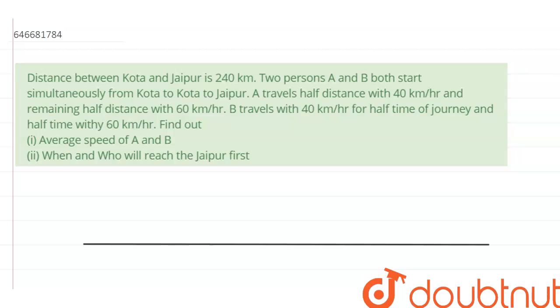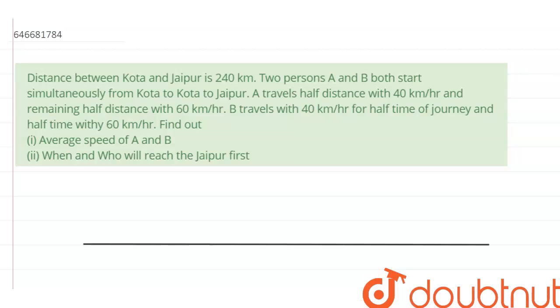Distance between Kota and Jaipur is 240 kilometers. Two persons A and B both start simultaneously from Kota to Jaipur. A travels half distance with 40 km per hour and remaining half distance with 60 km per hour. B travels with 40 km per hour for half time of the journey and half time with 60 km per hour. Find out average speed of A and B.